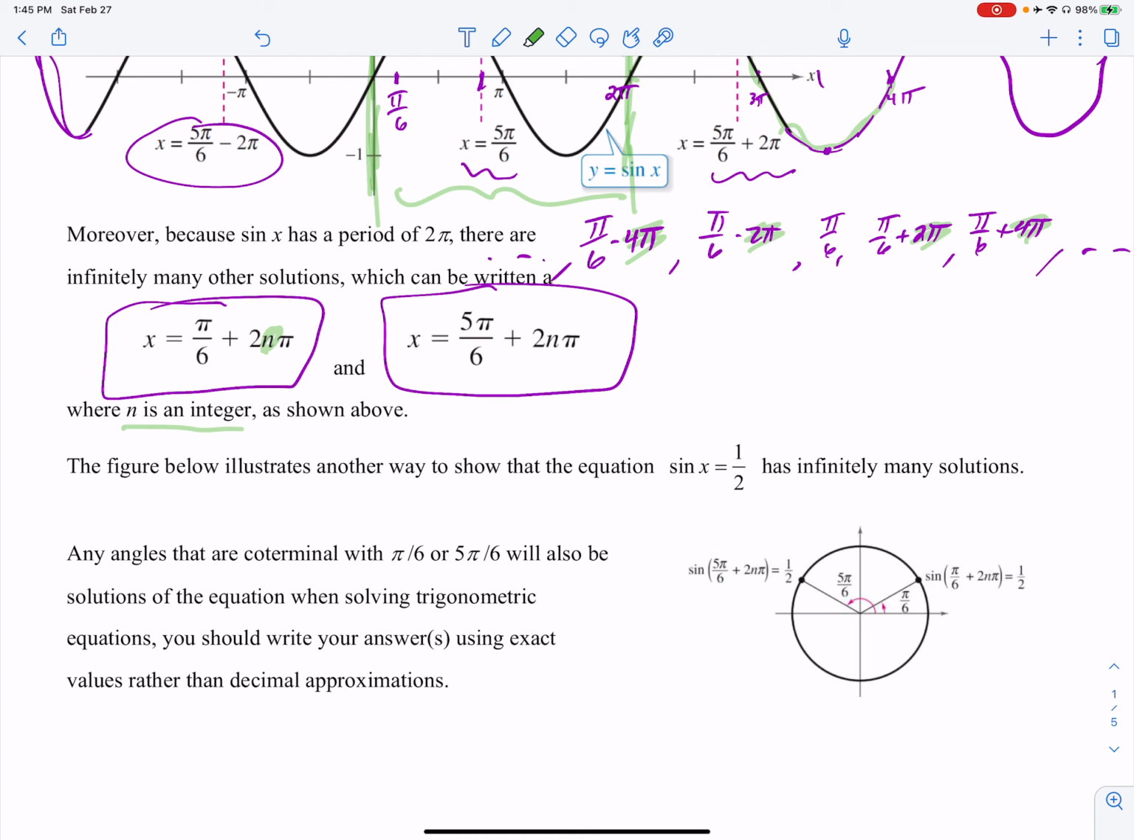So if n is 1, I get pi/6 plus 2 pi. If n is 2, I get pi/6 plus 4 pi. If n is 3, I get pi/6 plus 6 pi. By writing it that way, I can write all of these in one expression. And then I just need to state where n is an integer. And that includes going to the left because n can be -1, which creates pi/6 minus 2 pi, or n can be -2, which creates pi/6 minus 4 pi. Well, I need to do that not only with the pi/6, I need to do that with the 5 pi/6 as well.